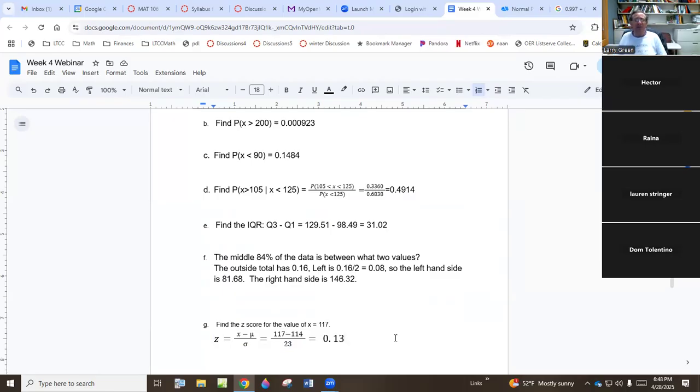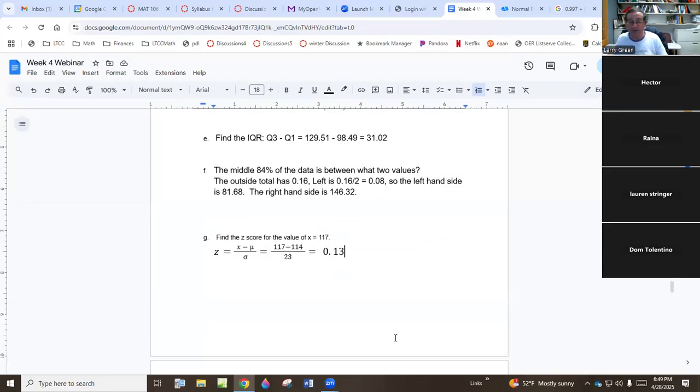So by the way, is 117 an outlier? What do you think? You say possibly? Yeah, absolutely not. Because outliers mean you got to be bigger than 2 or less than -2. Do you remember that? And 0.13 isn't even close to 2 or -2. It's really close to 0. So it's definitely not an outlier. Do you remember that? Okay. And that'll be important for your project, by the way.